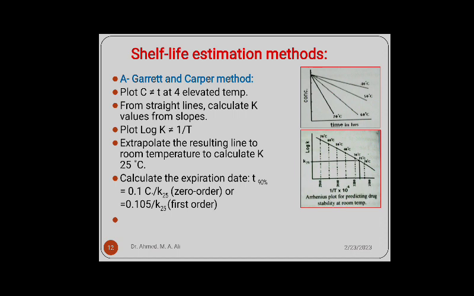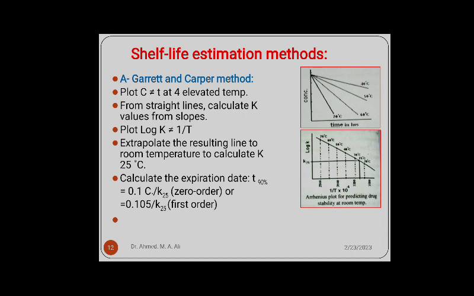Shelf life estimation methods by using Garrett and Carver method. In the Garrett and Carver method, we plot concentration against time at 4 elevated temperatures. From straight lines, we can calculate K from the slope. Then we plot log K against 1 over T, the reciprocal of absolute temperature. Arrhenius equation. We said it in the previous lectures. Extrapolate the resulting line to room temperature to calculate K at 25 degrees centigrade. Calculate the expiration date by the law.